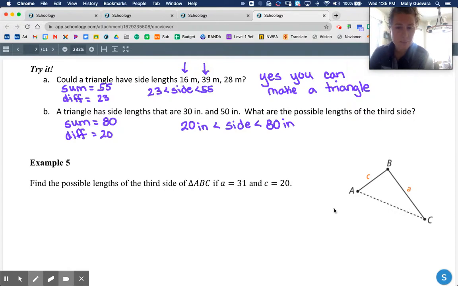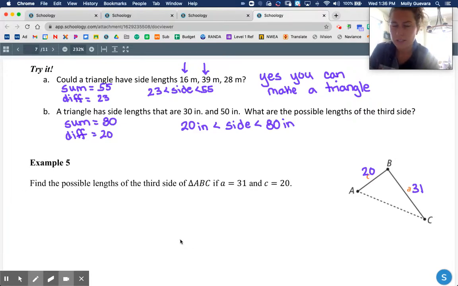Last one, example 5. I want you to go ahead and just do this one on your own, and then we'll go over it when you're done, but it's the same thing. Find the possible lengths of the third side of triangle ABC if A is 31 and C is 20. So remember, if you're given a diagram, you should almost always fill it in with the information you know. So go ahead and find what are the possible third side lengths.